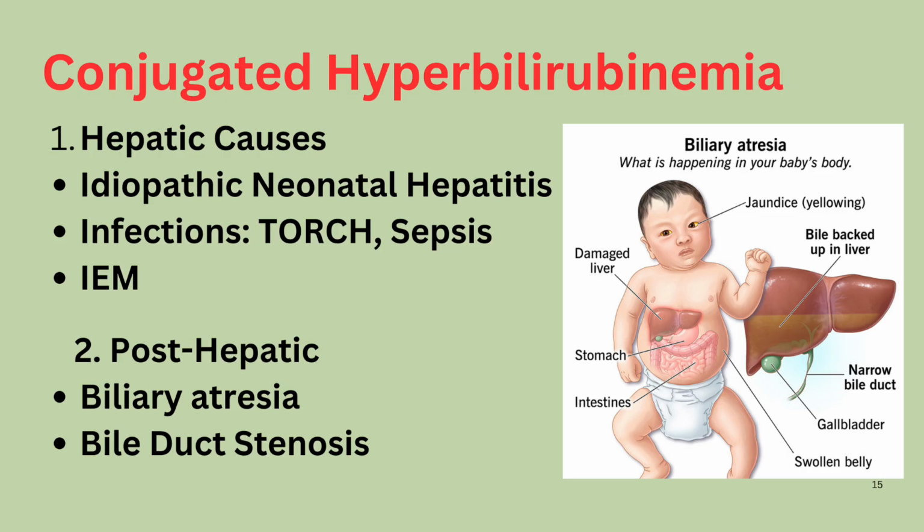Next, we will see conjugated hyperbilirubinemia. Conjugated hyperbilirubinemia occurs due to hepatic causes and post-hepatic causes. In hepatic causes, idiopathic neonatal hepatitis, some infections, and some inborn errors of metabolism may cause hyperbilirubinemia. I told idiopathic neonatal hepatitis.